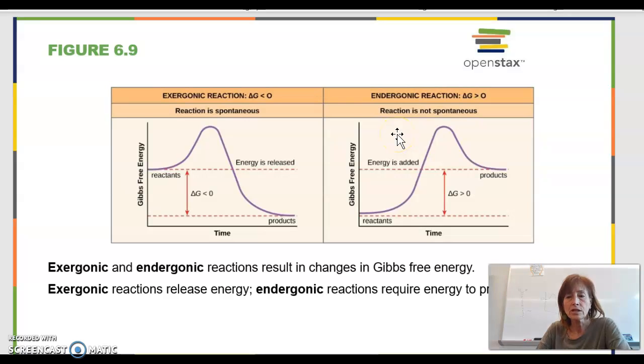The other side is looking at it the other way, right? Here we have to add energy in with the reactants to get to the products. And this is a non-spontaneous reaction called an endergonic reaction.